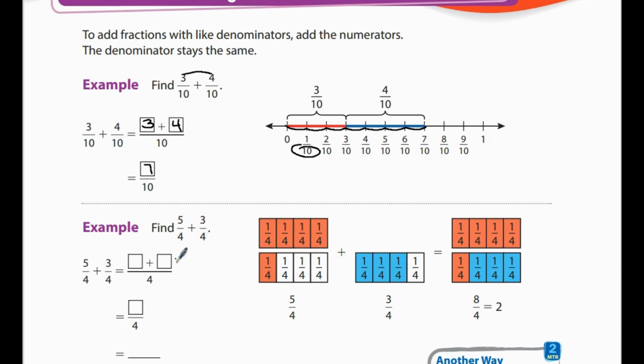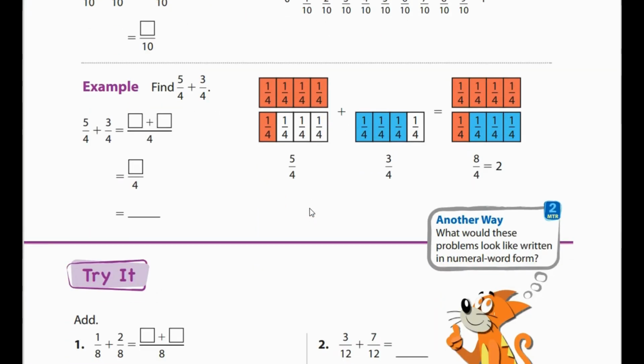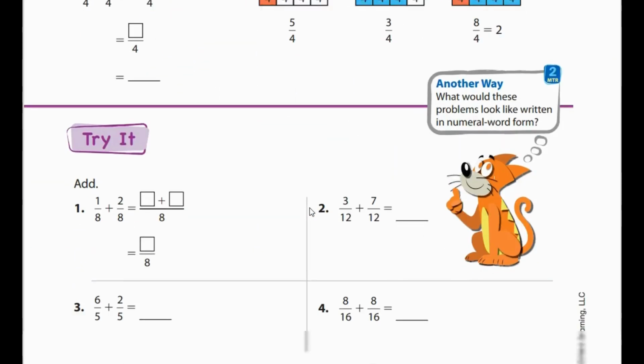Here I have to find 5/4 plus 3/4. Same thing. What am I going to add? I'm going to add the 5 plus the 3. Therefore, I'm putting them all together to equal 8/4. And remember, I have an improper fraction. What is 8 divided by 4? 2. So 8/4 is equal to 2. And those are sums of fractions.